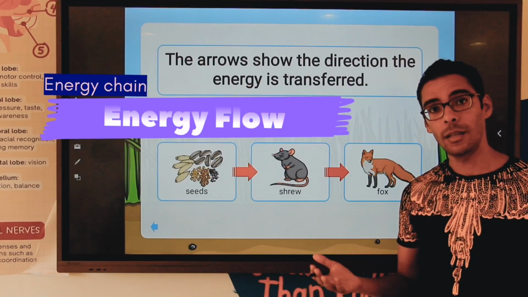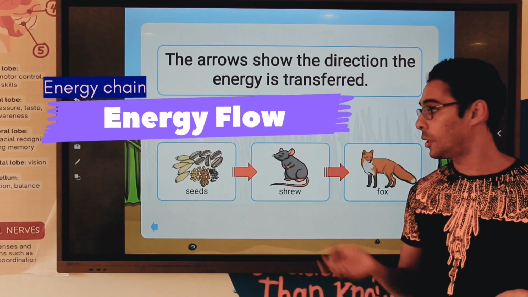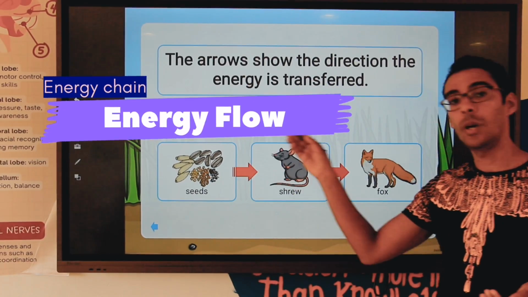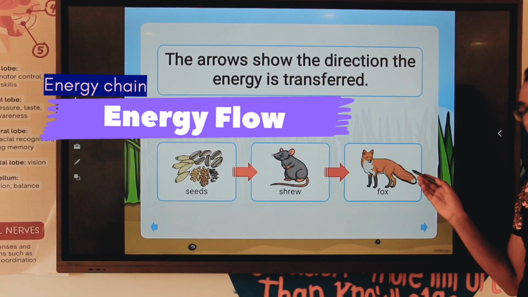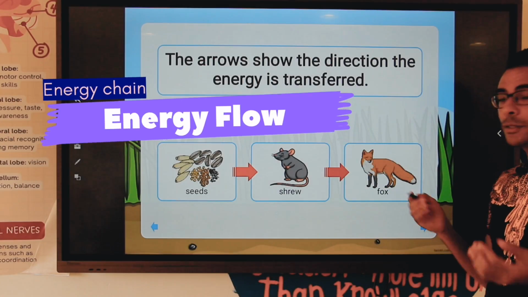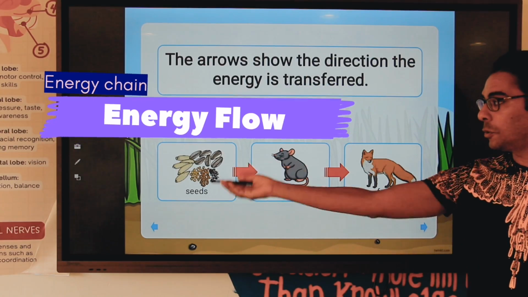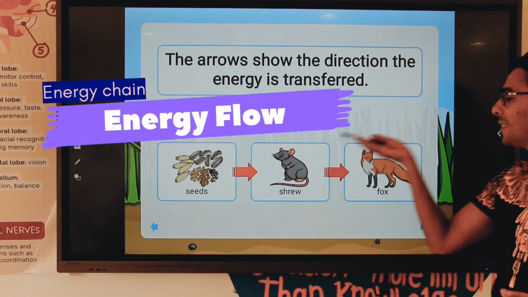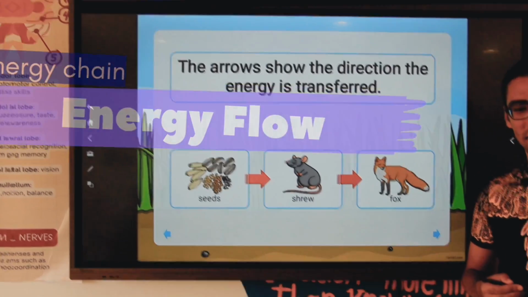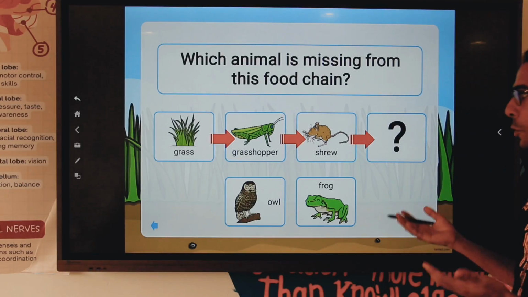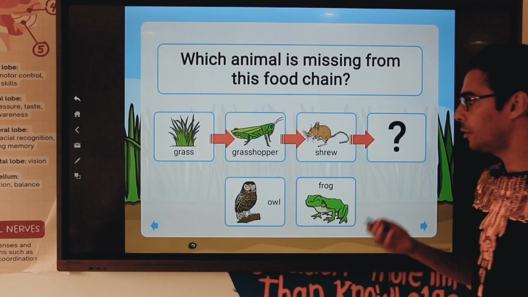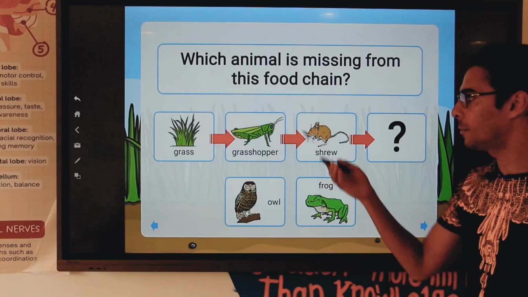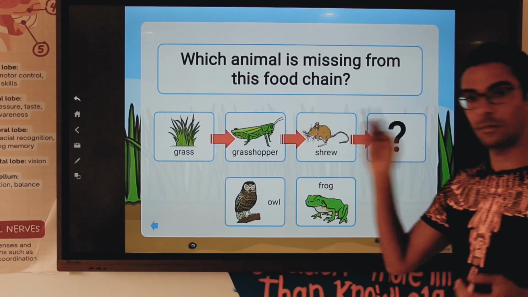So the energy chain here means a flow of the energy from a living organism to another living organism to a third living organism. But these living organisms are different: producer, primary consumer, and secondary consumer. The next activity here shows another food chain, another flow of the energy from a living organism to another one.